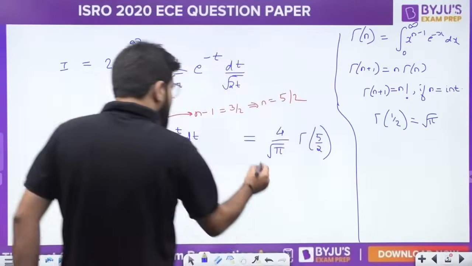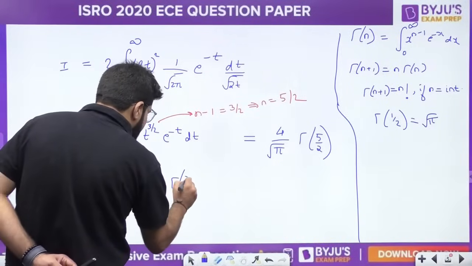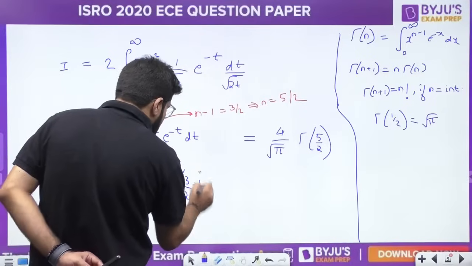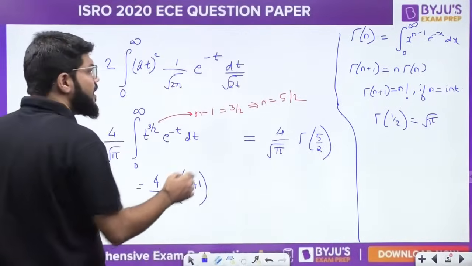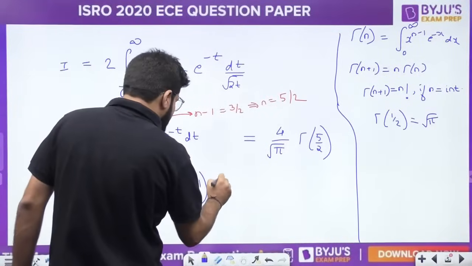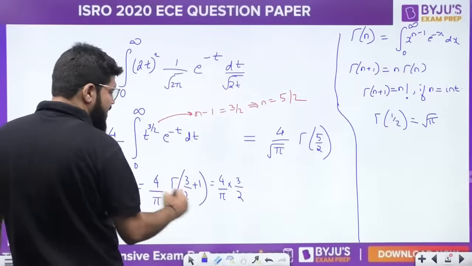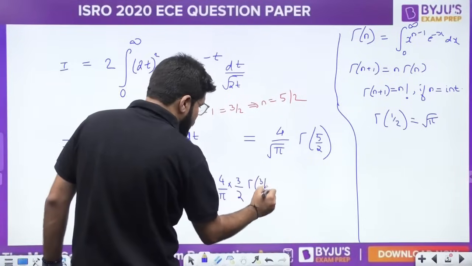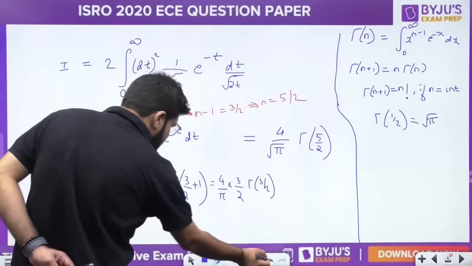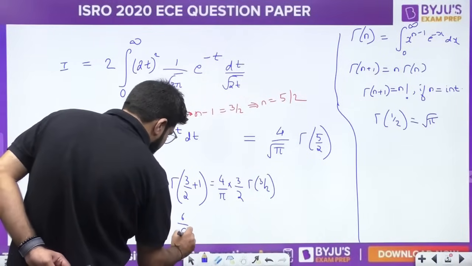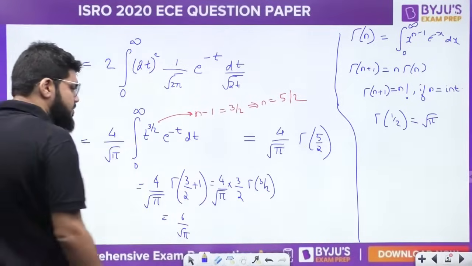Here, to write down the value of gamma 5 by 2, what I am going to do, I am going to break it as 3 by 2 plus 1. Eventually, in small steps, I will come up to gamma half. So pay attention here, right? Gamma n plus 1 is n gamma n. So this will become 3 by 2, gamma 3 by 2. Now this becomes how much? 4 times 3 is 12, or actually 6 by root pi, since this was root pi. So 6 by root pi.